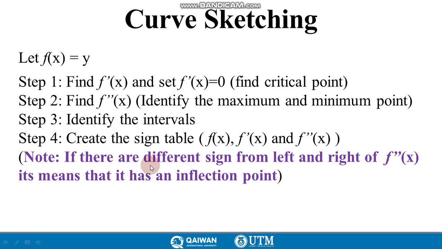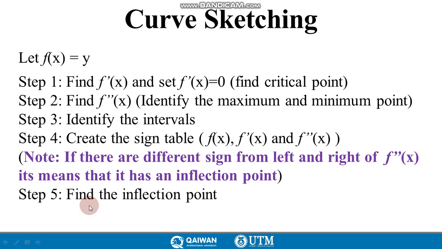And look here, we have a note. If the left and right sides of a point have different signs for f double prime of x, we say the point is an inflection point. And in step 5, we find the inflection points. To find them, we find the second derivative, set it equal to 0, then find the values of x.